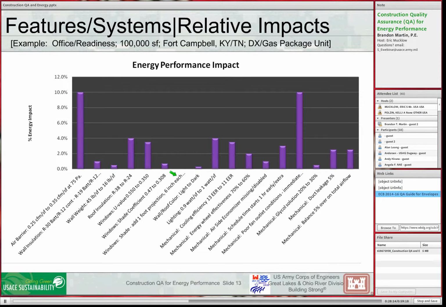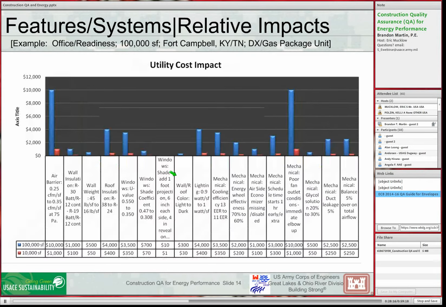I want to look at it from a different perspective. Let's look at it from utility cost. So these are utility cost impacts. And this time I've shown both a 100,000 square foot building and a 10,000 square foot building. Now this was a pretty simple analysis. Wasn't a lot of data thrown at it.